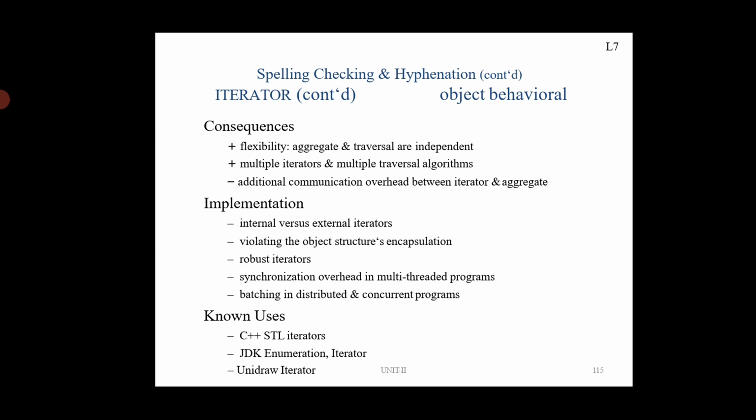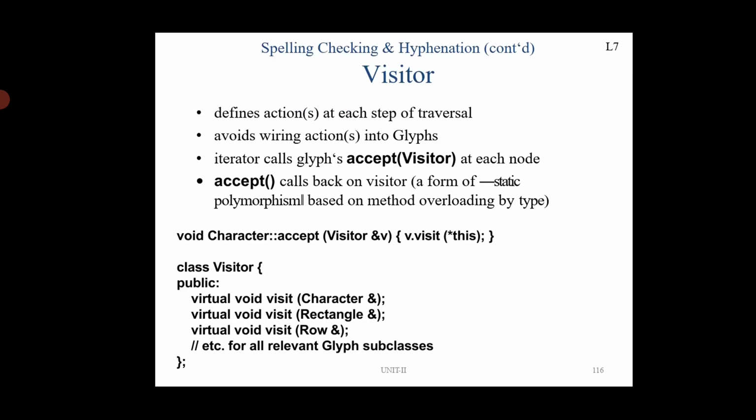This is the implementation. Here we are using known uses. In C++ we are using the standard template library iterators, JDK enumeration and iterator, and unidraw iterator, only single. And coming to the visitor, here we need to define actions.